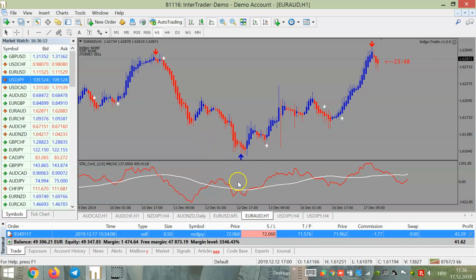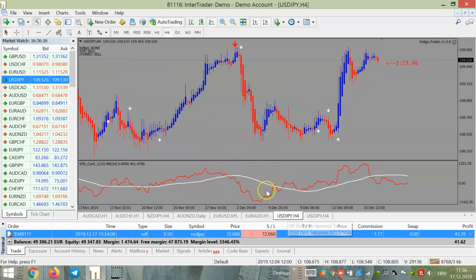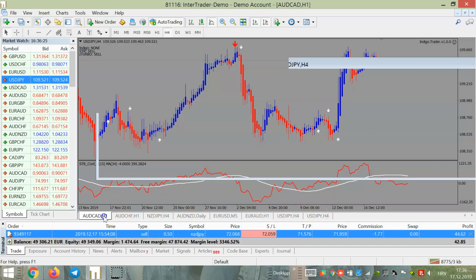Or here, it will close here. Or let's see here.